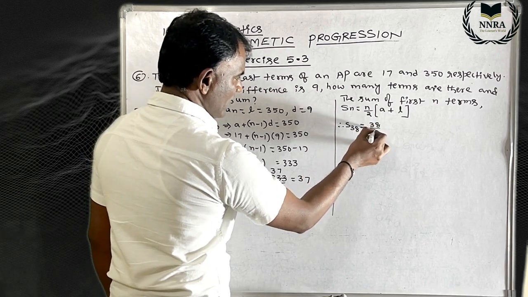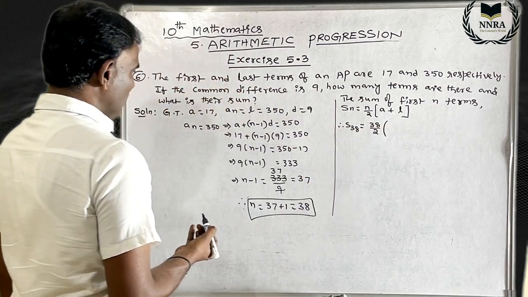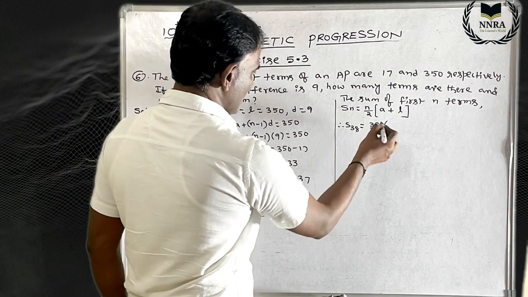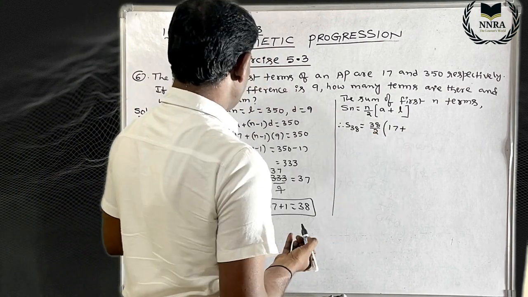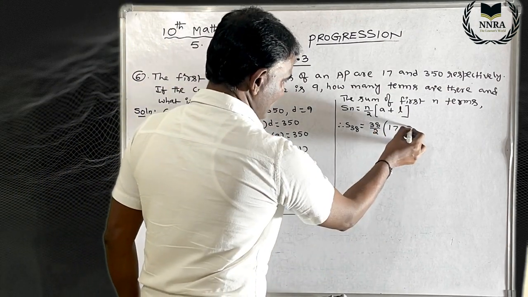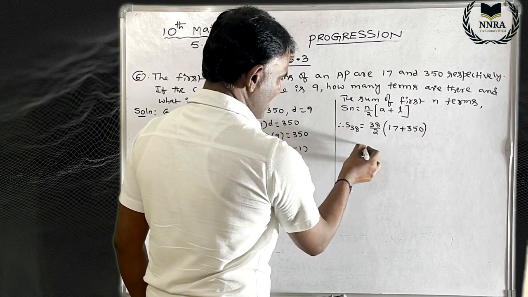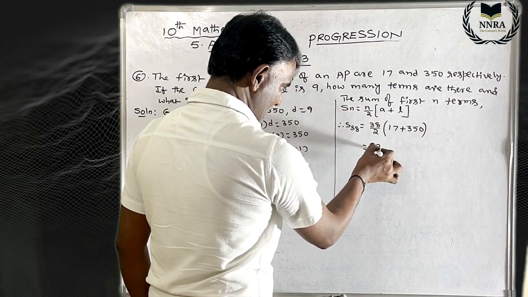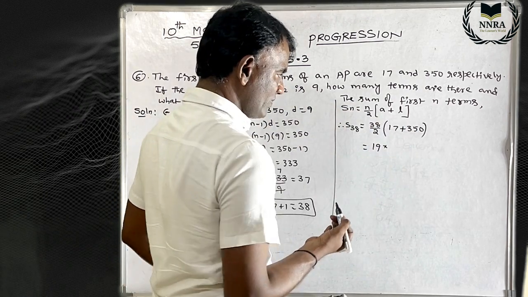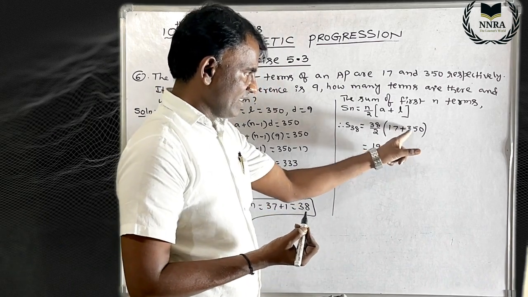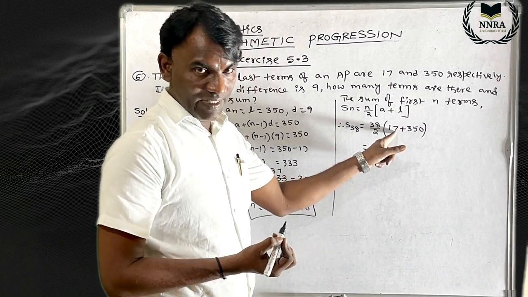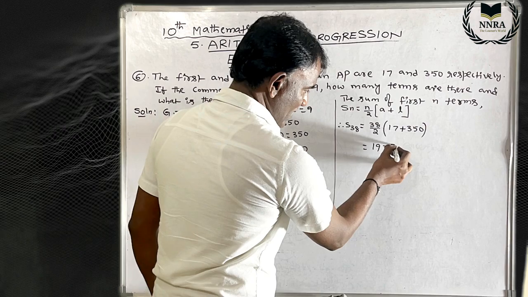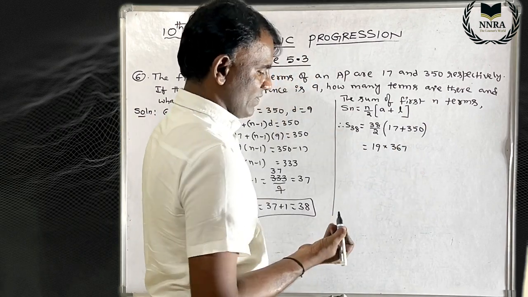So, 38 by 2 into A. What is the value of A? 17. Plus L value 350. Right? So, it is 19, right? Into 350 plus 7, 357 plus 10, 367. So right here 367.